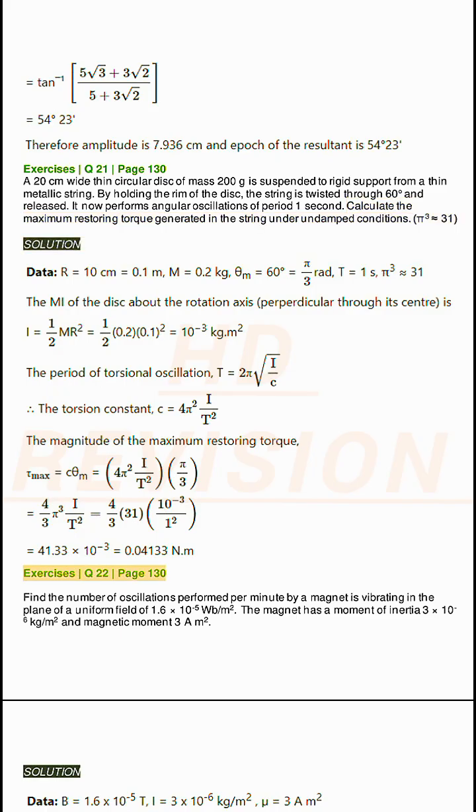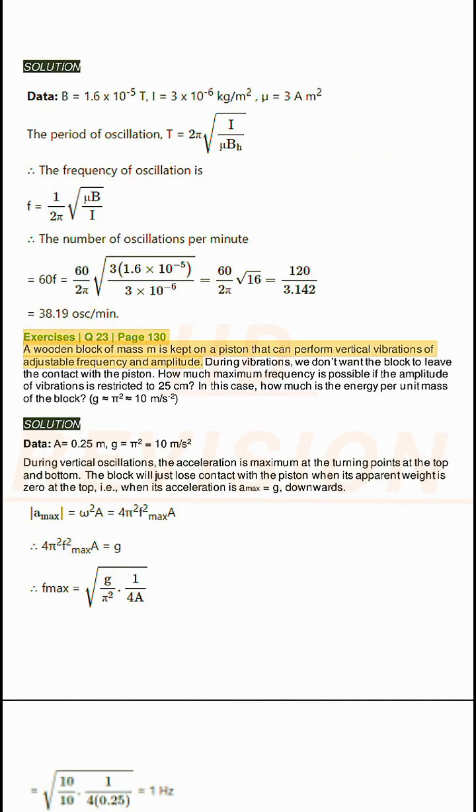Solution. Exercises Q22, page 130. Find the number of oscillations performed per minute by a magnet vibrating in the plane of a uniform field of 1.6 times 10⁻⁵ Weber per square meter. The magnet has a moment of inertia 3 times 10⁻⁶ kg m² and magnetic moment 3 Am². Solution.